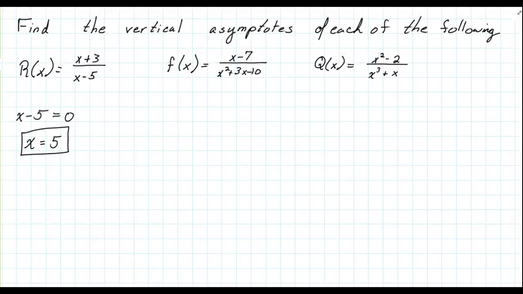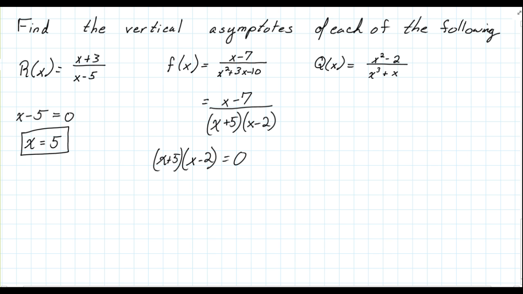Here we have a quadratic in the denominator, so we need to factor it to make sure we are reduced. So this guy's going to factor to x plus 5, x minus 2, so we don't have any common factors. So we just need to set x plus 5, x minus 2 equal to 0. And we get that x equals negative 5 and x equals 2. So in the case of horizontal asymptotes, our horizontal asymptote was unique for rational functions, but vertical asymptotes are non-unique, so we're going to have 2.